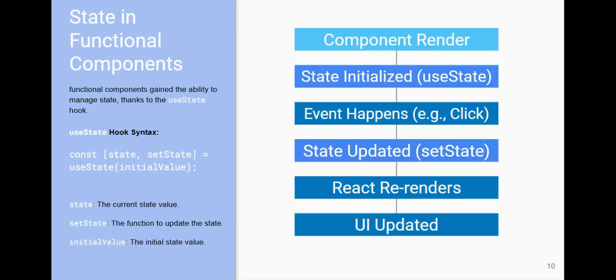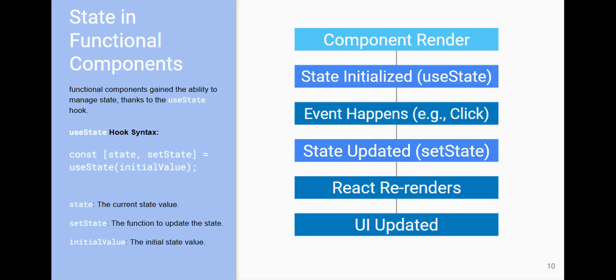The syntax is const [state, setState] = useState(initialValue). So here we have three things: state, setState, and initialValue. State is the current state value, which can be of any data type: number, string, array, object. setState is the function used to update the state, and initialValue is the starting value of the state.